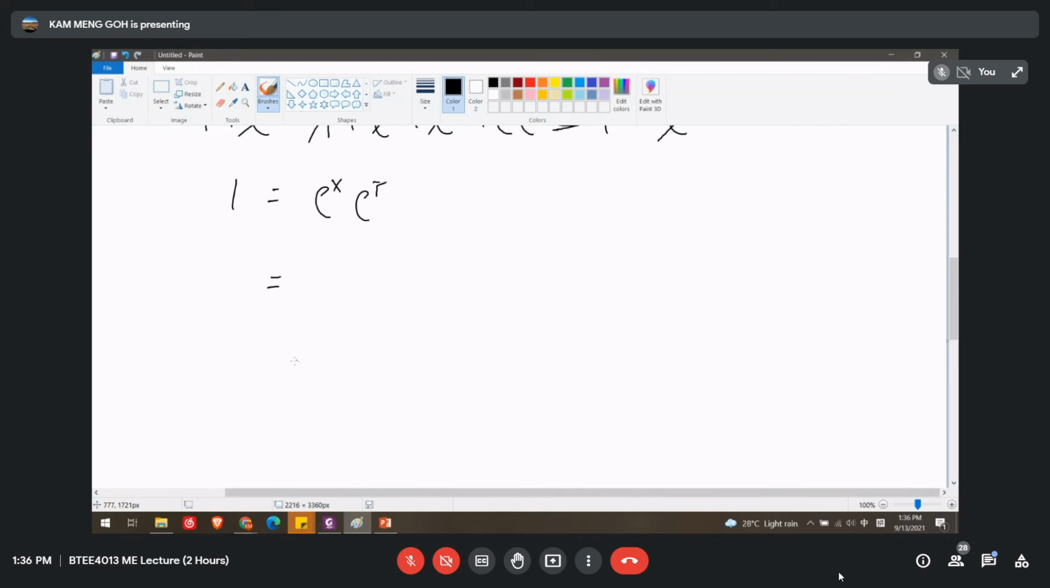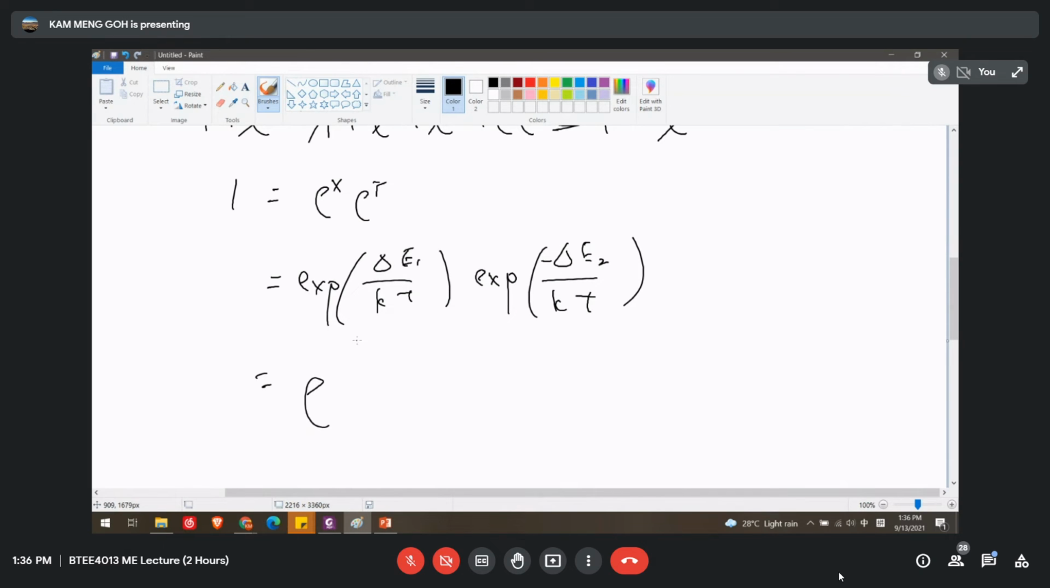ES is equal to the exponential E1 over KT, exponential negative E2 over KT. Okay, so you can write it in this way also. E1 and then minus, sorry, you can write this way, E1 KT, and this one is E negative E2 KT.